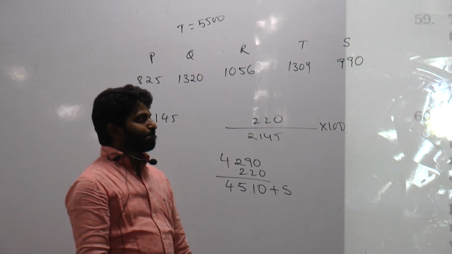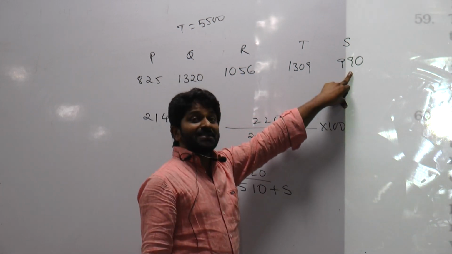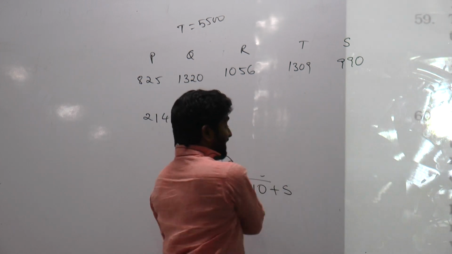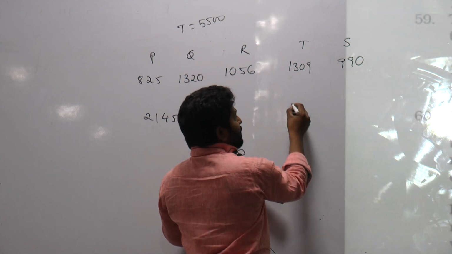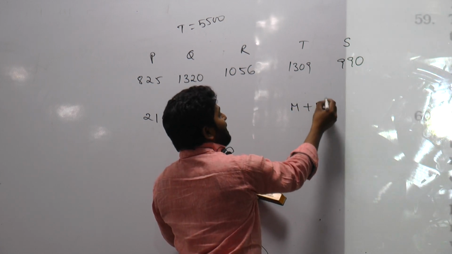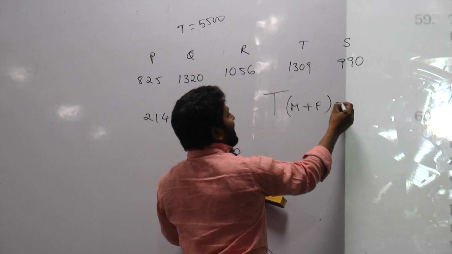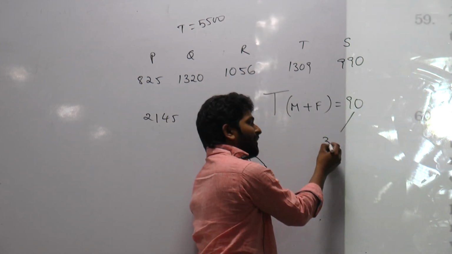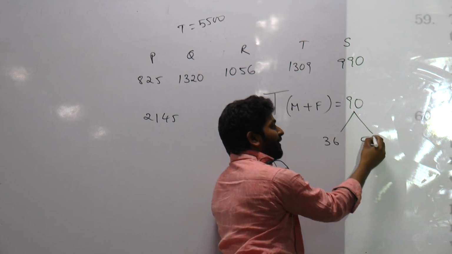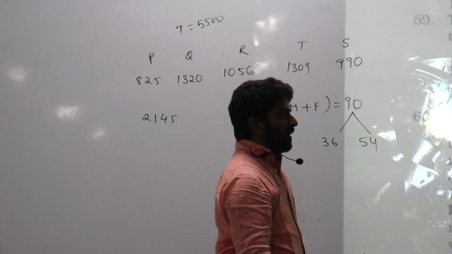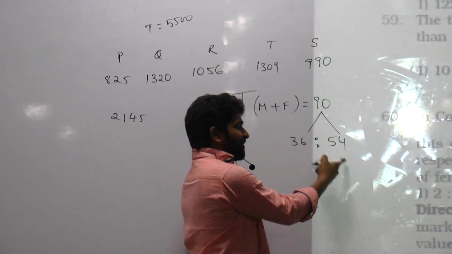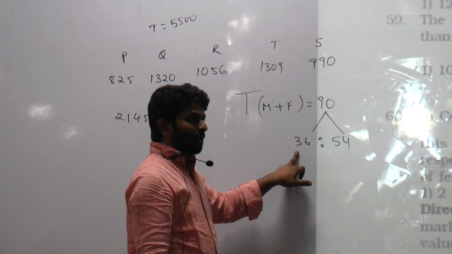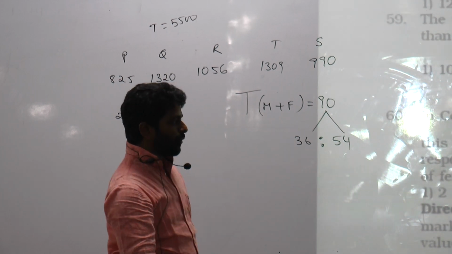Now, 1/11 of this are teachers. 1/11 of 990 is 90. So both male and female teachers together are 90. Out of 90, 36 are male. Then what about female? 54. What is your question? Male teacher versus female teacher ratio. 18 2 times, 18 3 times. So 2:3.